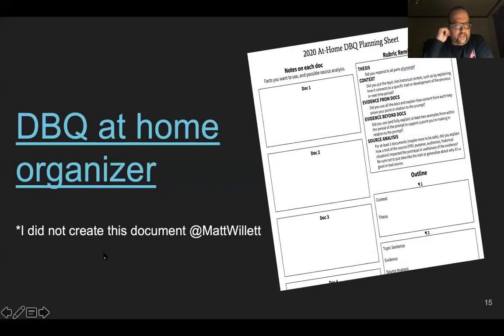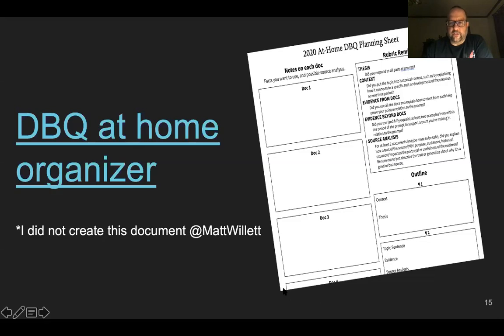So here's a document I have found, and I am going to get this to you guys in some way, shape, or form that I think will work very well. It is the 2020 at-home DBQ planning sheet. For each document, you can make notes, and you can see what about the thesis. It's got some reminders for the rubric. I'm going to go over the rubric in a different video. But this will help you organize your DBQ, and I really like the way he did this. I didn't create this document. This came from Matt Willett, another AP teacher from somewhere else.